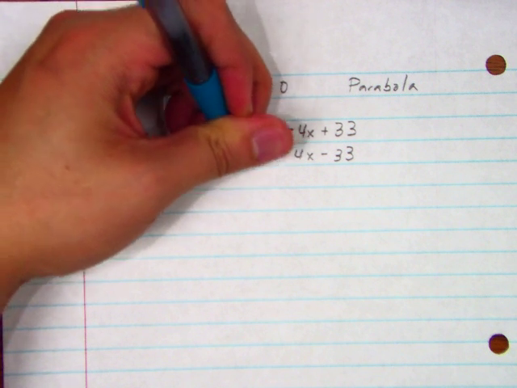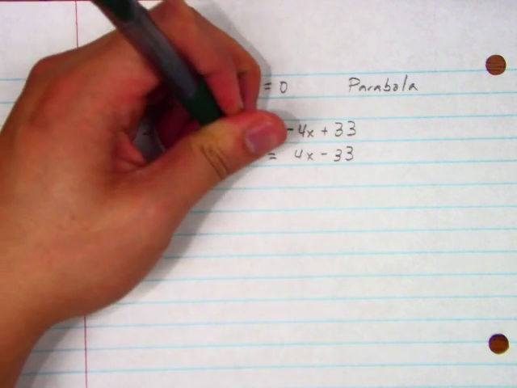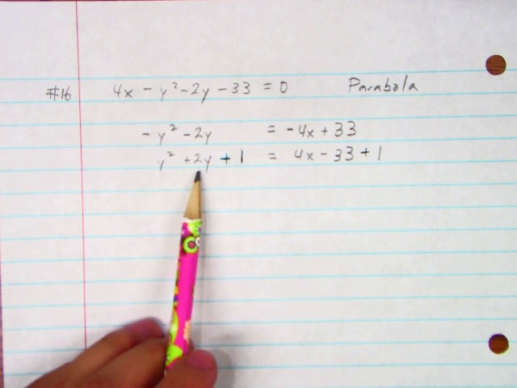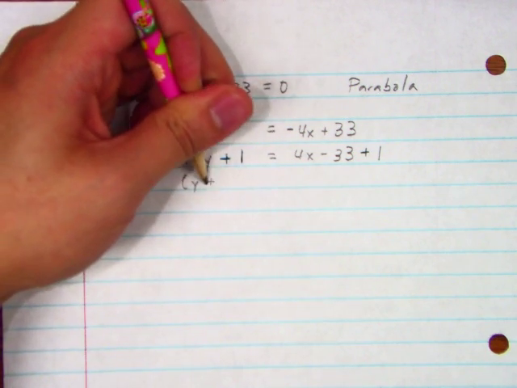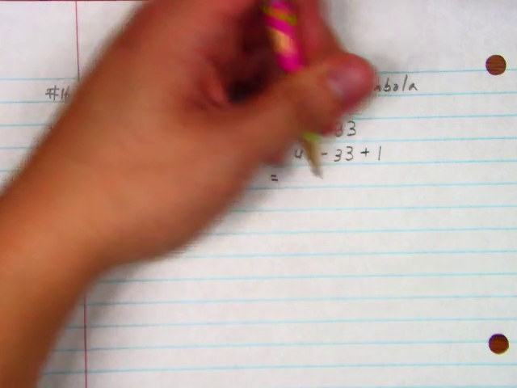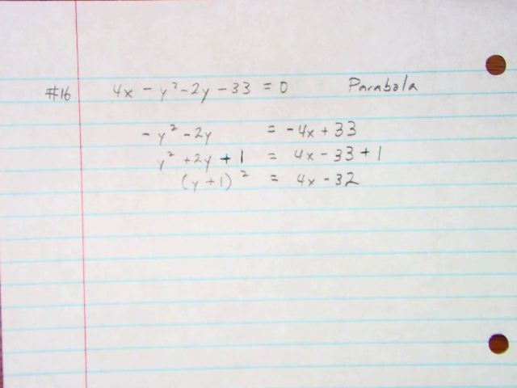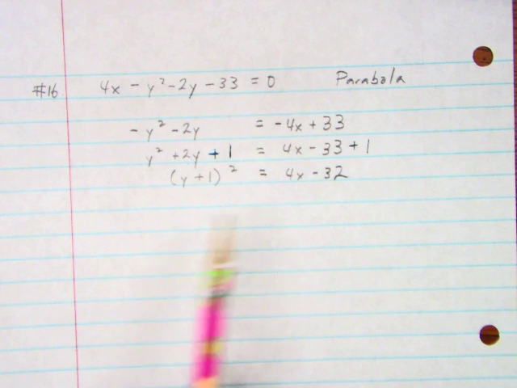Okay, I'm now going to complete the square here. I'm going to take half of this right here. Half of 2 is 1, and then square 1. The 1 squared is 1. So I'm going to add 1 there. If I add 1 to that side, that means I need to add 1 to this side. So to complete this square, we take half of 2, which is 1. So we're going to have y plus 1 squared equals 4x minus 32.